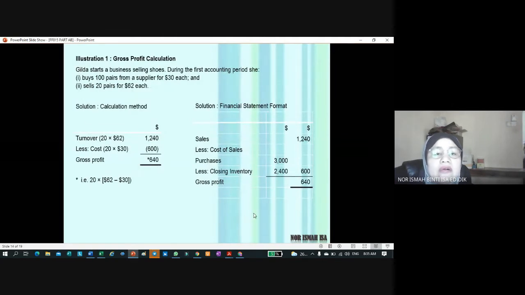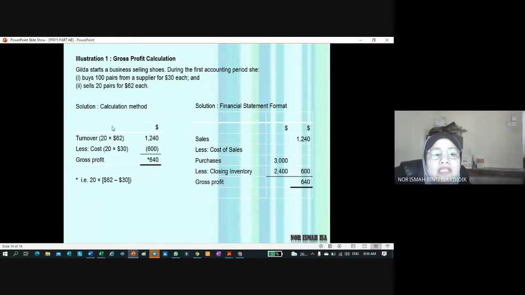Okay, this is how to calculate the gross profit. This one is an example that Gilda just started the business at the first accounting period. Example sajalah, takkanlah bisnes dia jual 100 pair je kan, bisnes dia jual banyak kan. So she buys 100 pairs from supplier for $30 each, means one pair the cost is $30, and she sells 20 pairs for $62 each. Tengok harga jual mesti lebih daripada harga beli ya, barulah dia dapat untung ya.